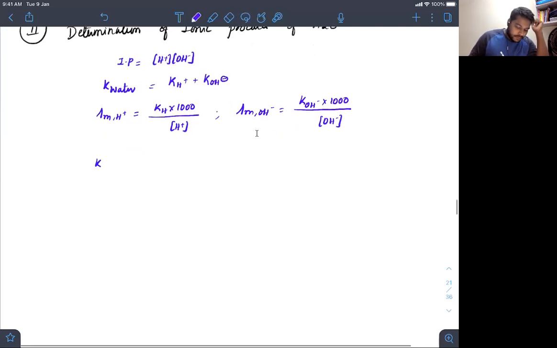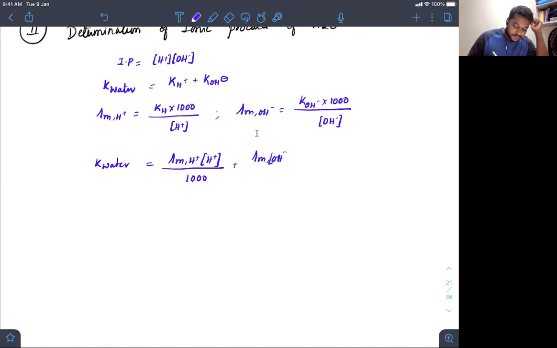So kappa of water will be equal to, now I write this in terms of kappa, so lambda m of H plus into H plus concentration divided by 1000 plus lambda m of OH minus into OH minus concentration divided by 1000. So what can we write?